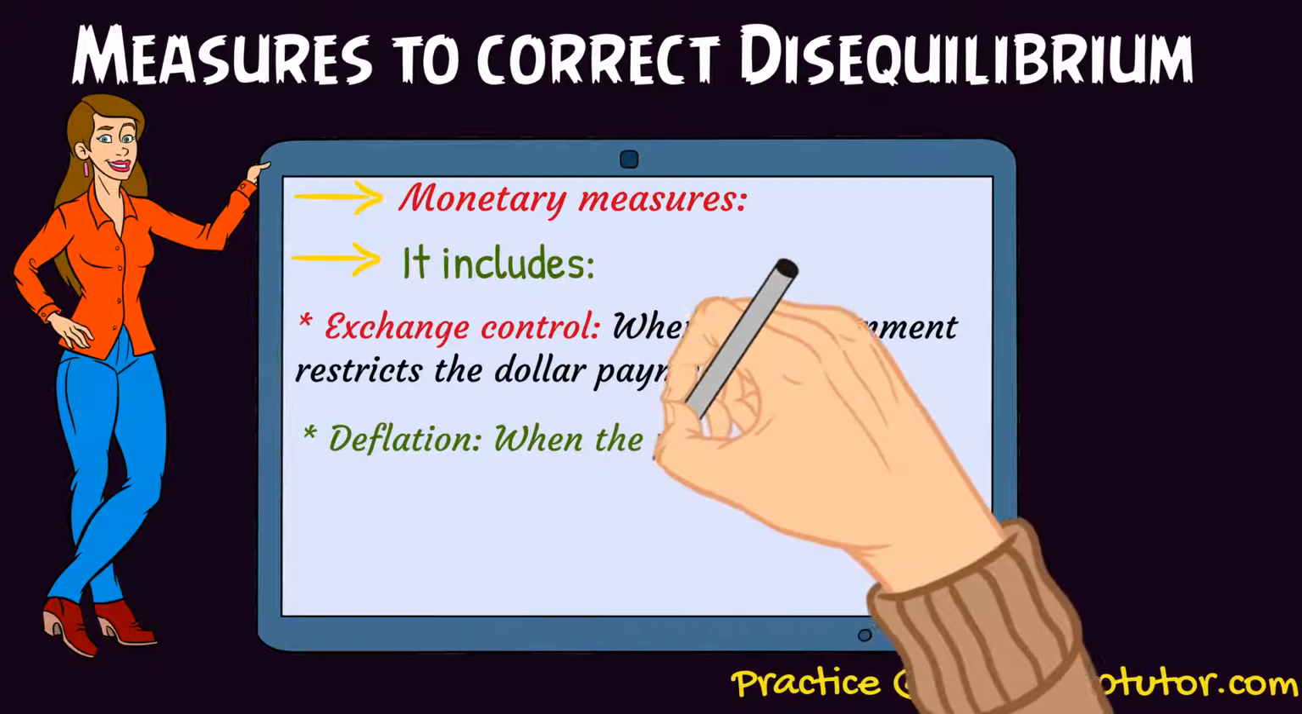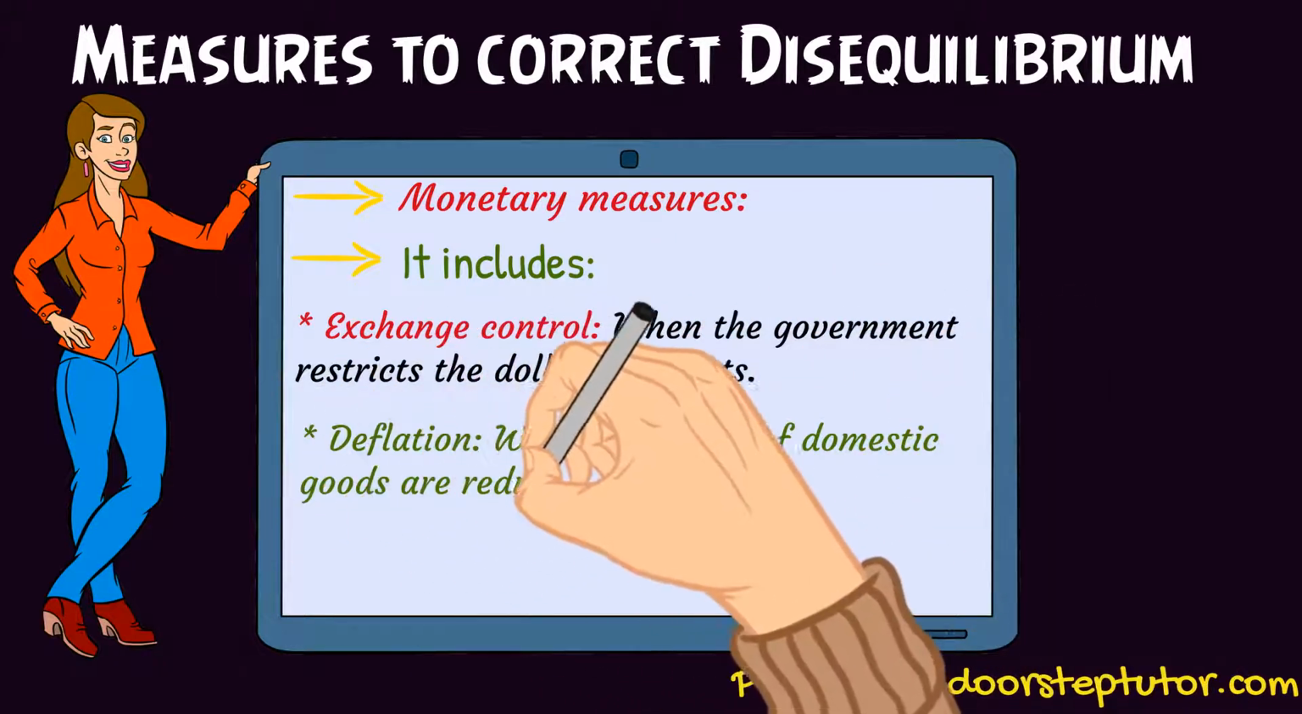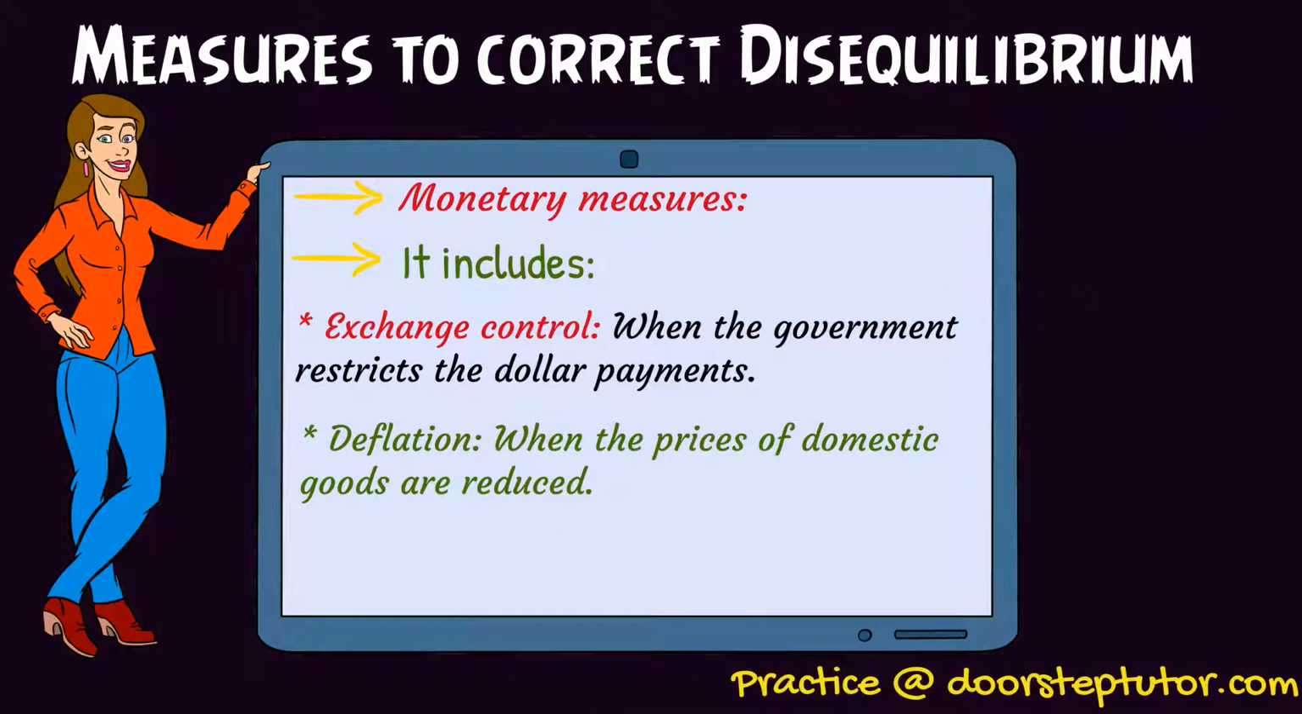When the prices of domestic goods are reduced, okay, when let's say there is inflation in the economy, okay, inflation happens because of the goods prices rising, okay. So when this happens, then what will the government do? It will basically try to reduce the prices of goods and services so that the people are not buying from the foreign companies, countries.